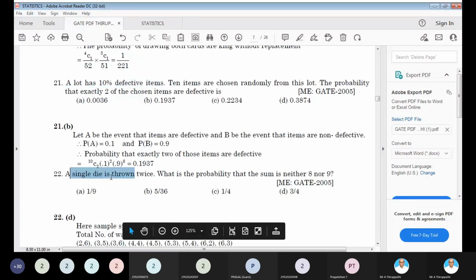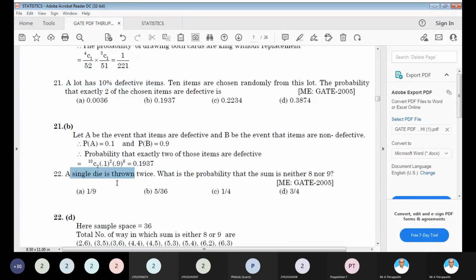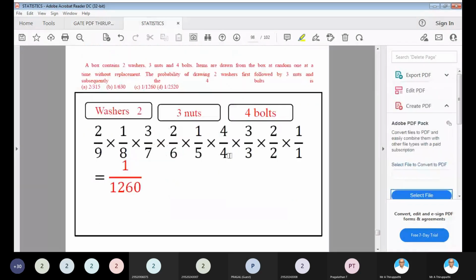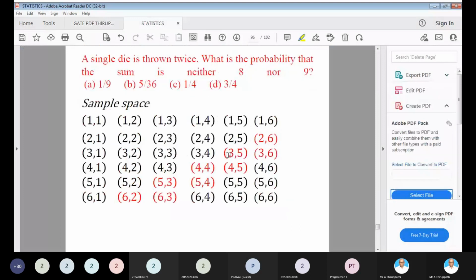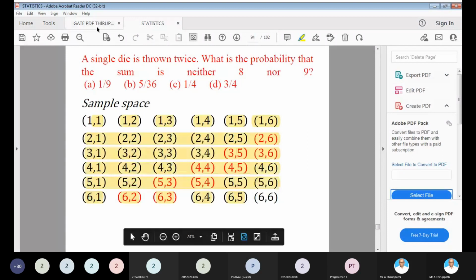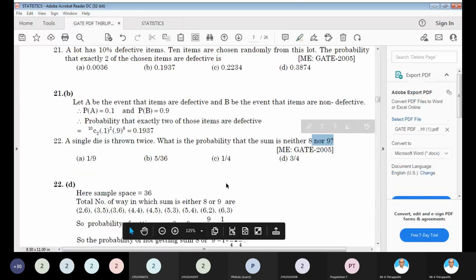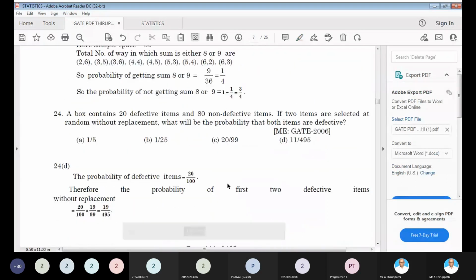Next, a single die thrown twice. Same problem, meaning we have already discussed it. Same sample space is given. What is the probability that the sum is neither 8 nor 9? We have already discussed this problem. Same thing.